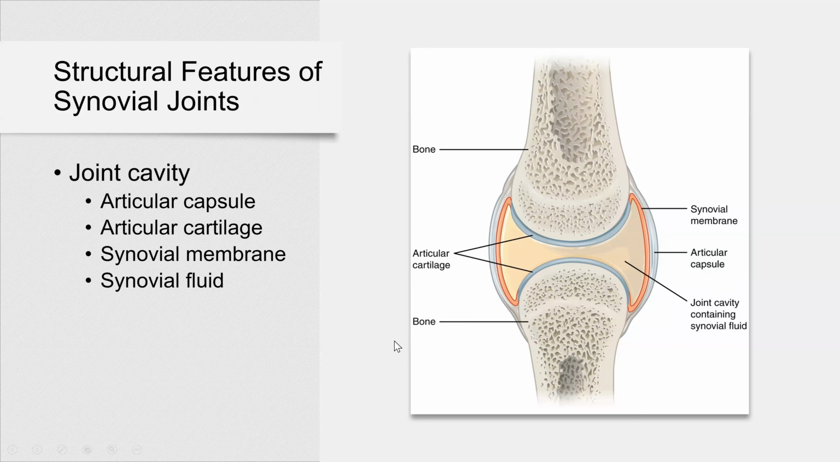This type of joint is movable, right? And again, it can have a different range of movement. It can be uniaxial, biaxial, multi-axial. So either movement in one plane, two planes, three planes, but all of these synovial joints are movable and they are diarthrosis.